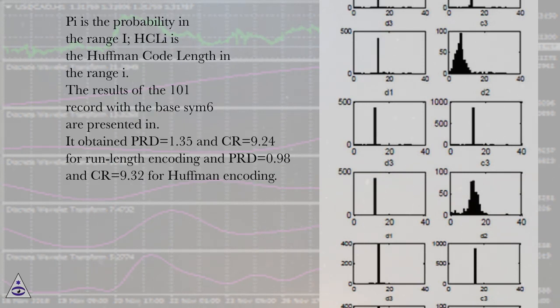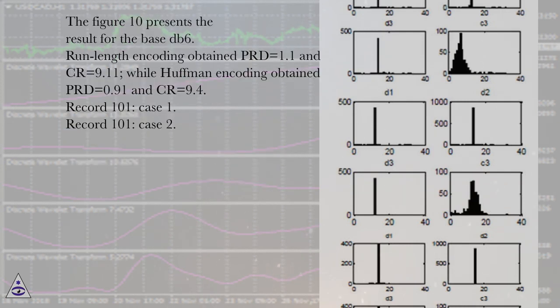The results of the 101 record with the base Sym6 are presented. It obtained PRD equals 1.35 and CR equals 9.24 for Runlength encoding and PRD equals 0.98 and CR equals 9.32 for Huffman encoding. Figure 10 presents the result for the base DB6. Runlength encoding obtained PRD equals 1.1 and CR equals 9.11, while Huffman encoding obtained PRD equals 0.91 and CR equals 9.4. Record 101, Case 1. Record 101, Case 2.